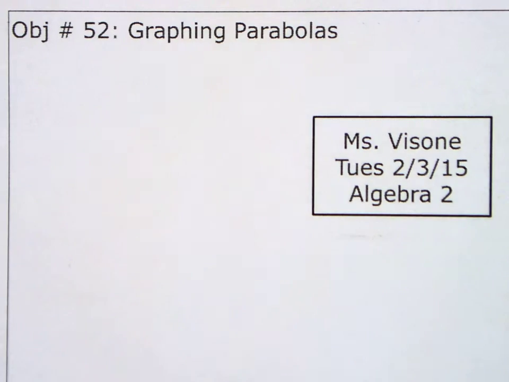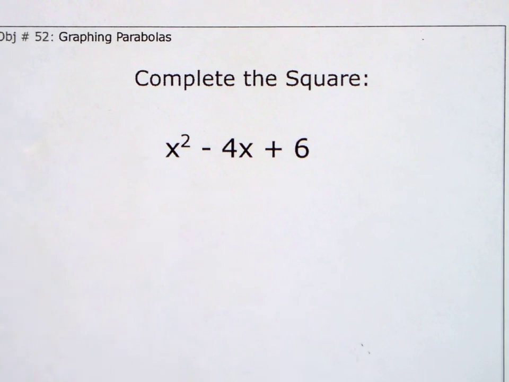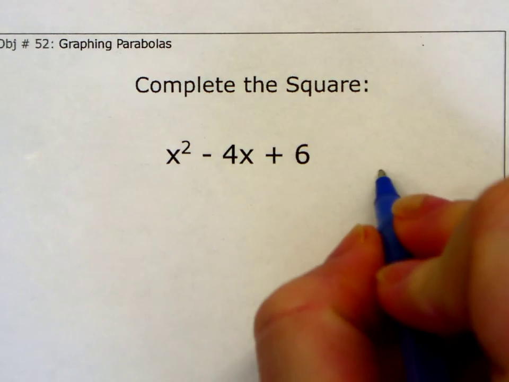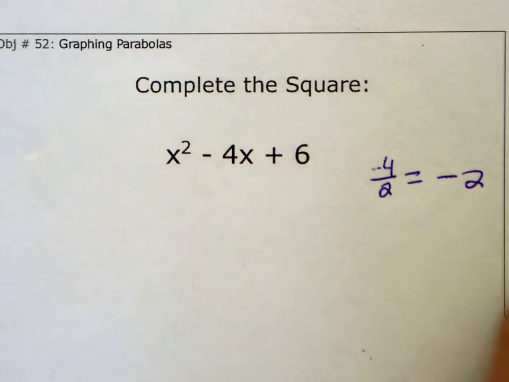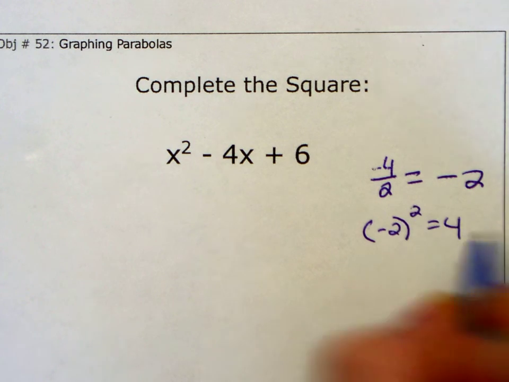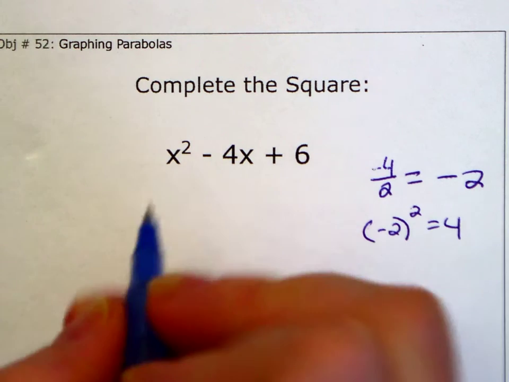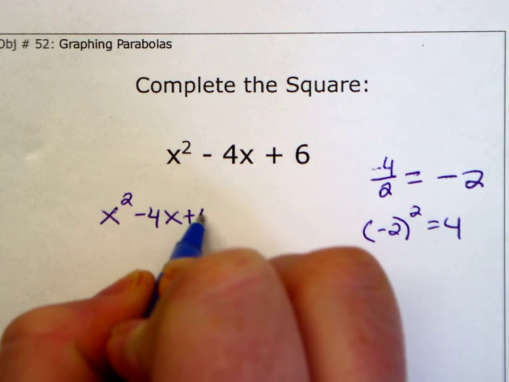Alright, so I want to start by doing a quick review of completing the square. This was on the midterm. Remember, you take that middle term, negative 4, and you divide by 2. Negative 4 divided by 2 is negative 2. Then you take that and square it. Negative 2 squared is 4. So we're going to rewrite this, but instead of the 6, I'm going to put 4. x squared minus 4x plus 4.